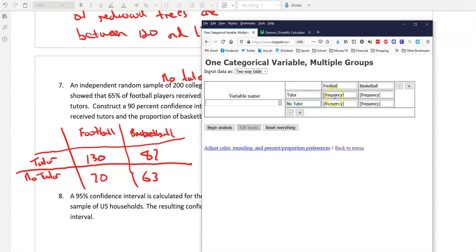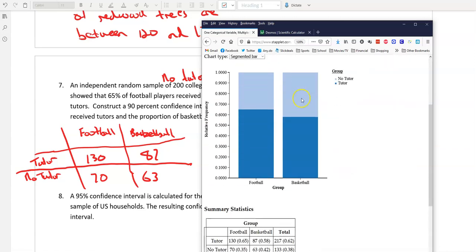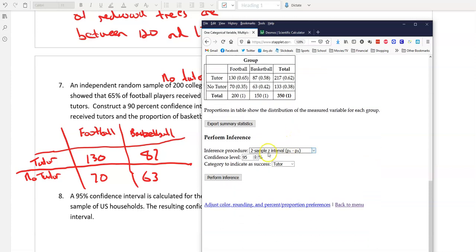You see, this is why I made that little table over there, because I'm going to put it in the Statlet. 130 and 70. And 87 and 63. And so I begin analysis. And it looks like the football should have a higher percentage of players with tutors. So I'm doing an interval of P1 minus P2, which would be football minus basketball, and I want 90%.